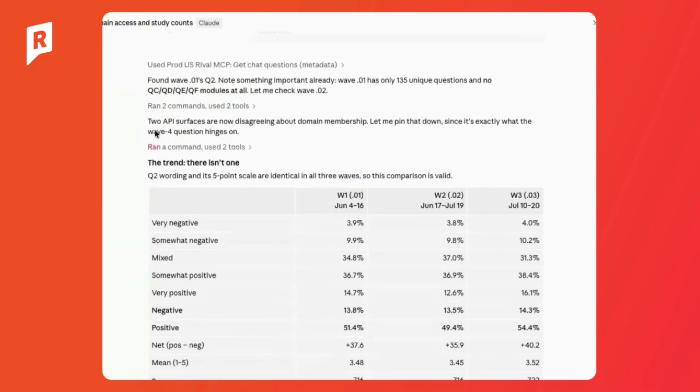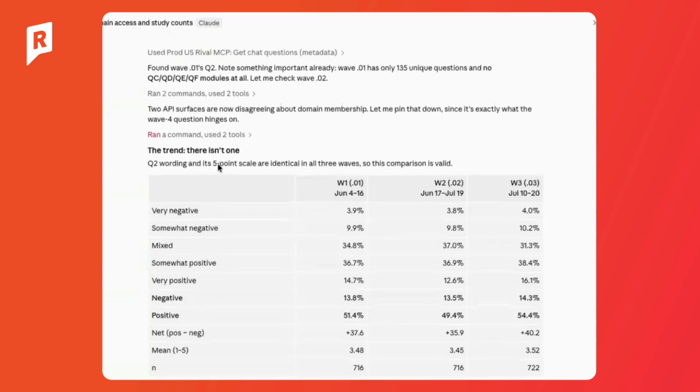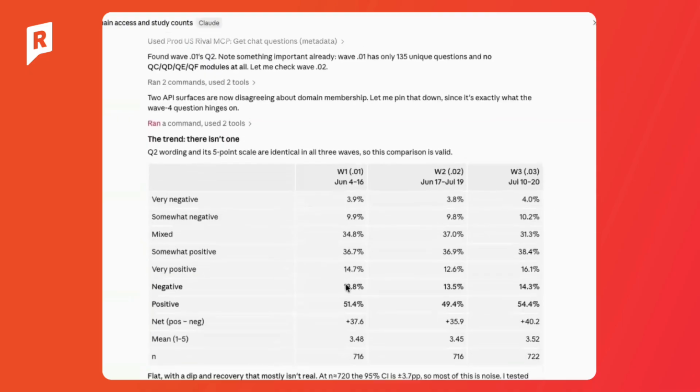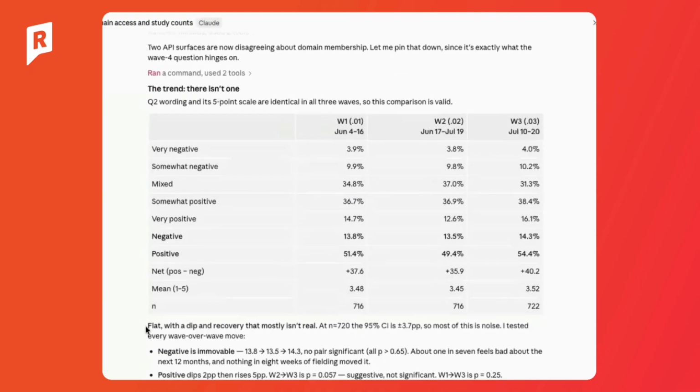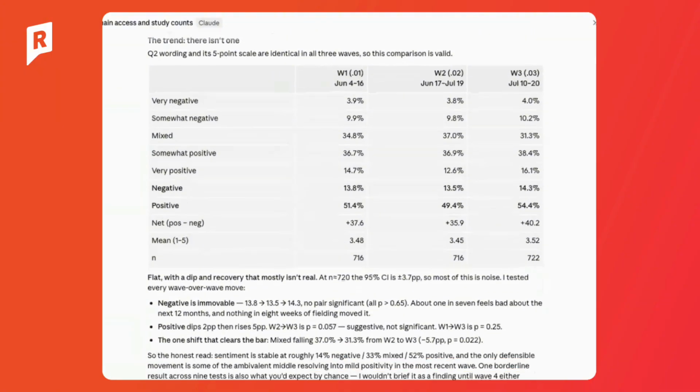But you can see here that it has come in and checked the different waves and the trend. So it says here the question wording and a 5-point scale are identical in all 3 waves. So the comparison is valid. Looks like there isn't really a trend as they are pretty much identical. It's flat, with a dip and recovery that mostly isn't real. The negative is immovable, positive dips, the one shift that clears the bar.